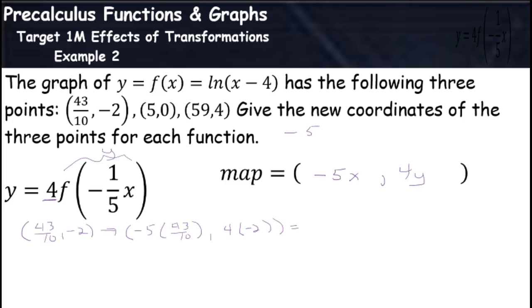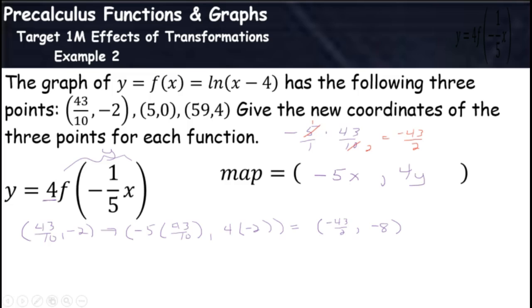So here I have -5 times 43/10. This is over 1. 5 actually goes into 10 twice. So really I get -1 times 43, which is -43, over 1 times 2, which is 2. So my answer would be -43/2. And then for the y value, it'd be 4 times my -2, which is -8. So -43/2 and -8.